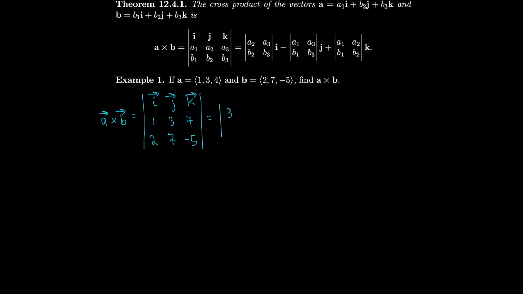So that's going to be 3, 4, 7, minus 5 times i, and then we'll have a minus sign for our middle one. We always have minus for that. So then j will be times this matrix, so that's 1, 4, 2, minus 5 times j. And then last but not least, we'll do k, so that's this guy, 1, 3, 2, 7.